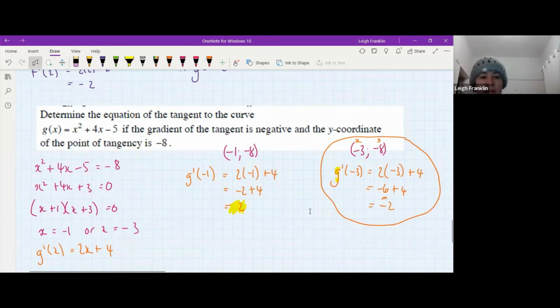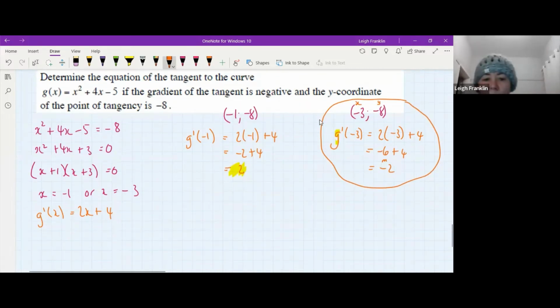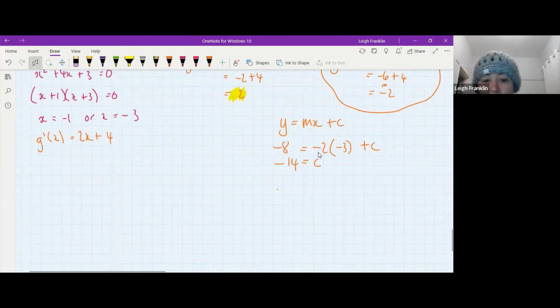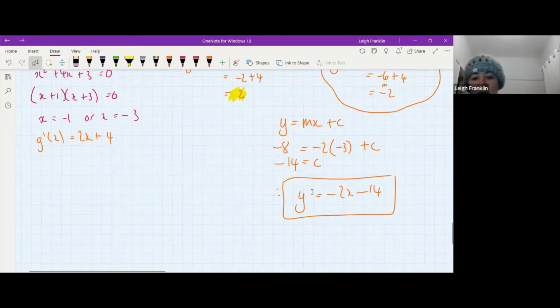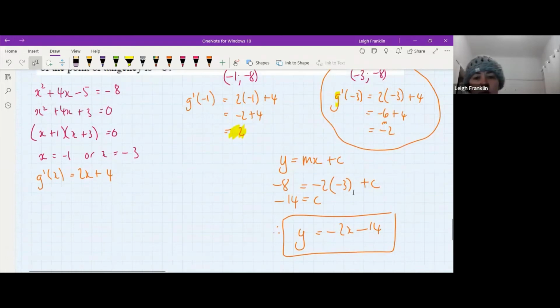Okay, Matrix, does that make sense to everybody? So subbing into y equals mx plus c, we have -8 equals -2 times -3 plus c. So that means that would be my +6, and -8 minus 6 would be -14. And if I'm not mistaken, I would say that y equals -2x minus 14 is the equation of the tangent. Does that make sense to everyone? How does that feel?